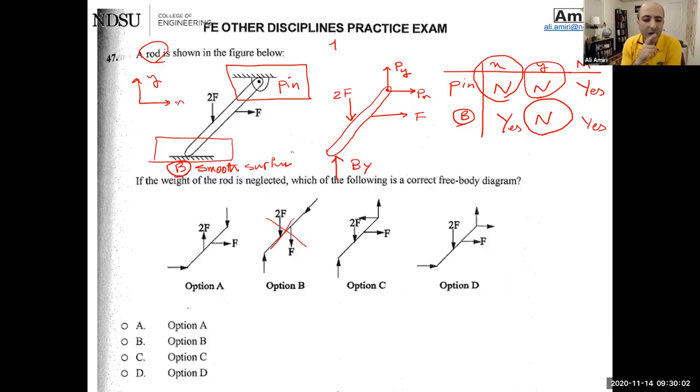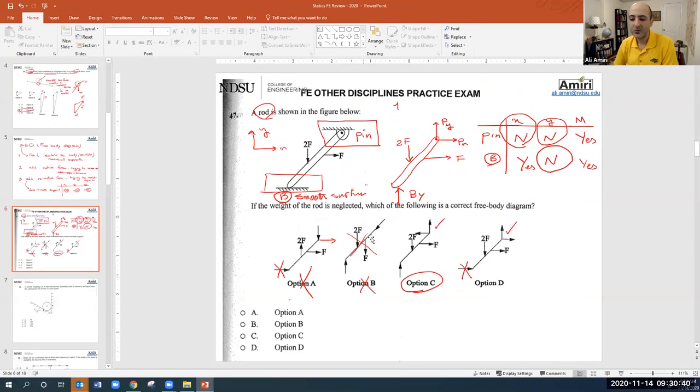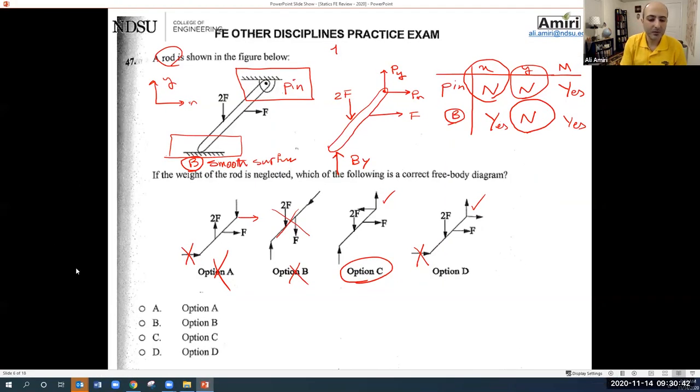All right, let's now look back at the options. Option A, absolutely not, because this force is wrong and it's missing another force there. So option A is rejected. Option C, let me check. This checks out. I told you the direction doesn't matter. 2F and F checks, and this checks too. Option C is okay so far, but let's check option D. This checks out, but this is wrong. So the correct option here would be option C for this problem.